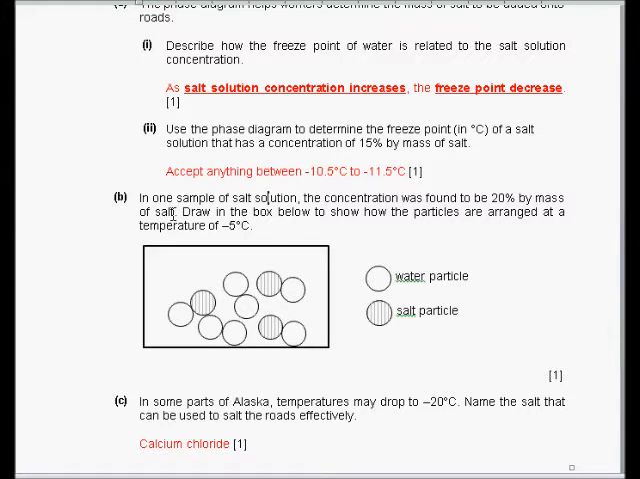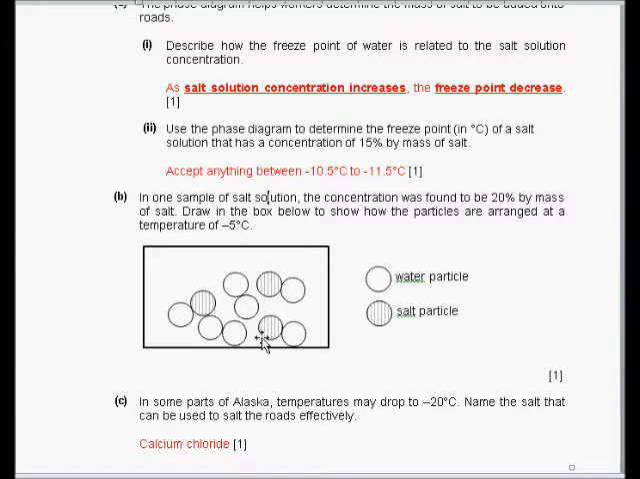20% by mass of salt, which means that water is 80%, which means that the ratio of salt particle to water particle must be roughly about 1:4. 20% to 80%, which means 1:4. So for every one salt particle, there should be 4 water particles. Okay, 1:4 roughly.